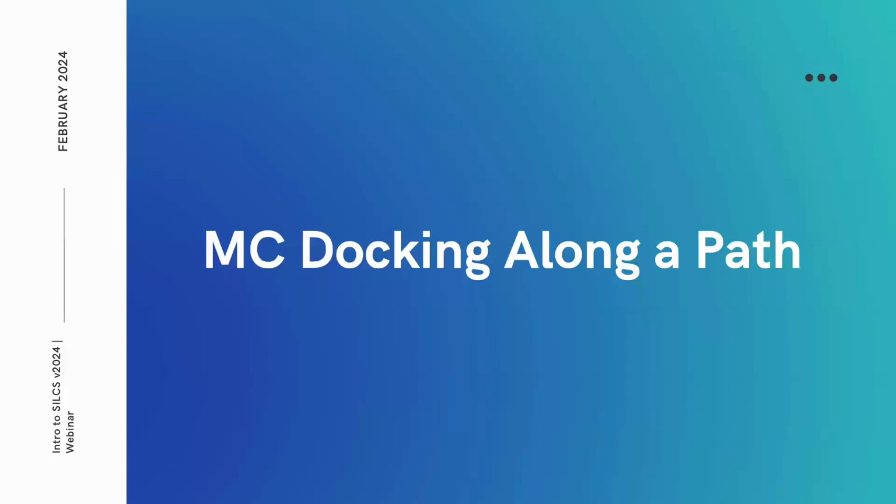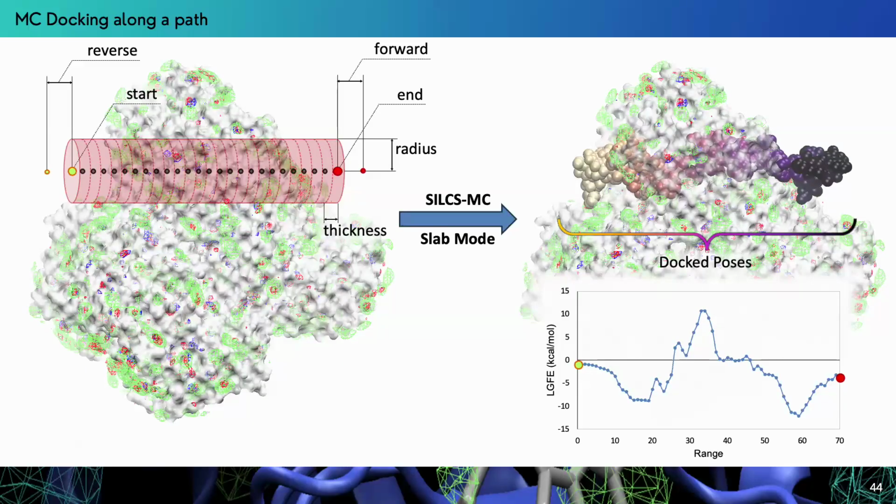Finally, also making its debut to the SILCS Bio platform is MC docking along a path. Using the SILCS MC slab mode, you can now dock your ligand along a linear path of your choosing. From this, you can get the most energetically favorable conformations of your ligand along a path, which can be used to identify potential target binding sites to block gateways to active sites. Or you can also extract LGFEs along the pathway to characterize binding and unbinding pathways.